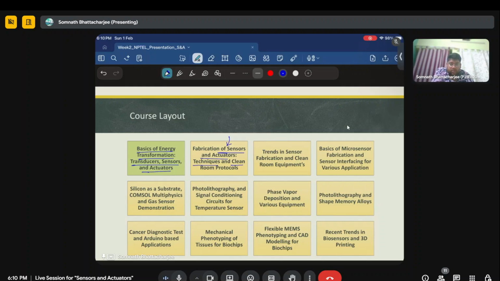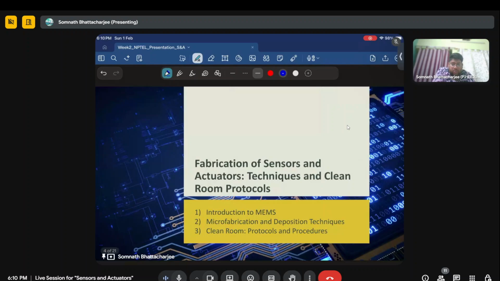In this lecture we'll learn what clean room protocols are. First, we need to know what a clean room is. Then, what protocols are maintained there, and what the procedures are to enter a clean room. Then we'll learn more about the techniques involved in this process and what kind of equipment we are using inside this clean room. This is also a basic thing.